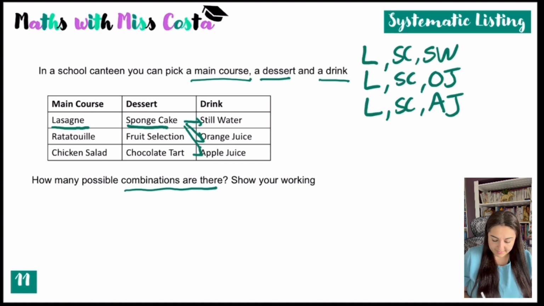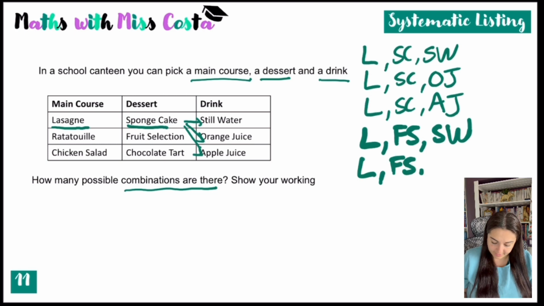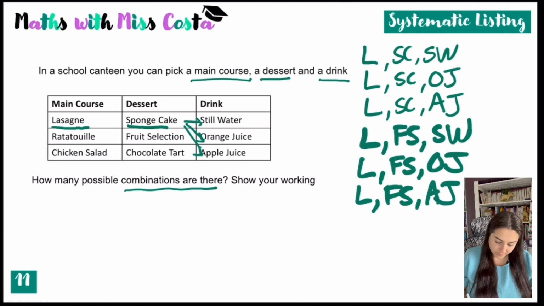I'll go with lasagna and fruit selection. So I could have a lasagna with a fruit selection and a still water, a lasagna with a fruit selection and an orange juice, a lasagna with a fruit selection and an apple juice. Now you've covered all your bases with your lasagna and your fruit selection, and now we've got to cover our bases with a chocolate tart.